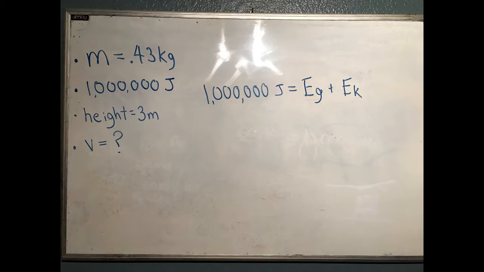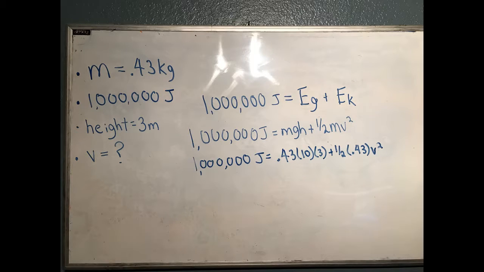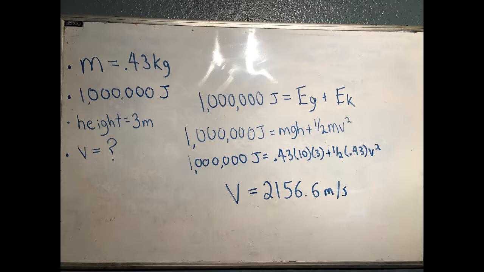Okay, so at the top of its arc, the ball has both gravitational and kinetic energy. Because of the law of conservation of energy, I can set this equal to the 1,000,000 joules that I kicked the ball with. By using the formulas for gravitational and kinetic energy and plugging in the given numbers, we find that this soccer ball is traveling at 2,156.6 meters per second.